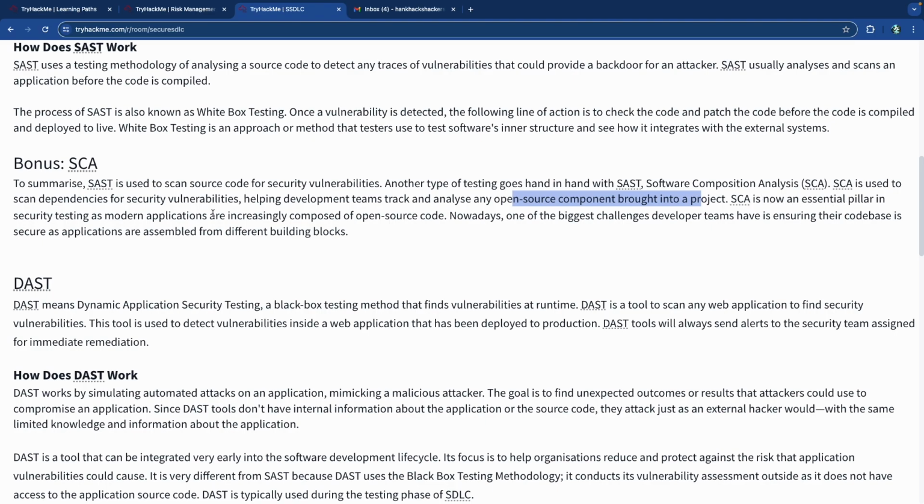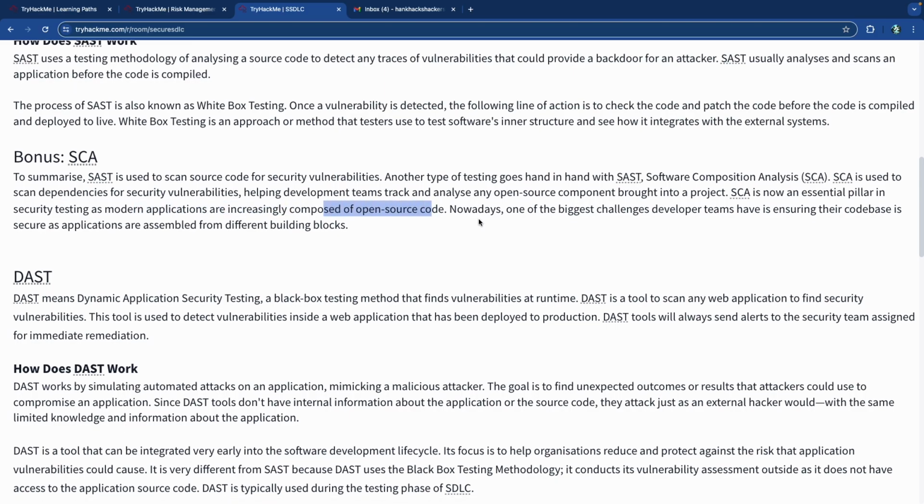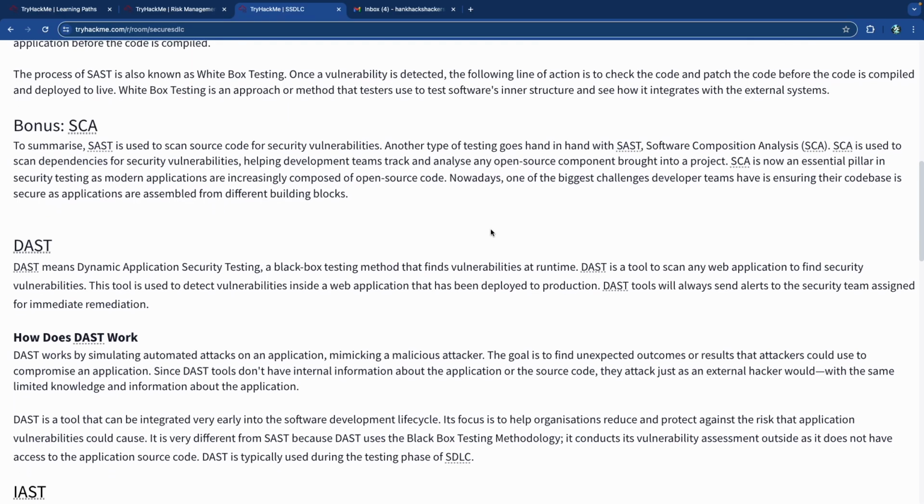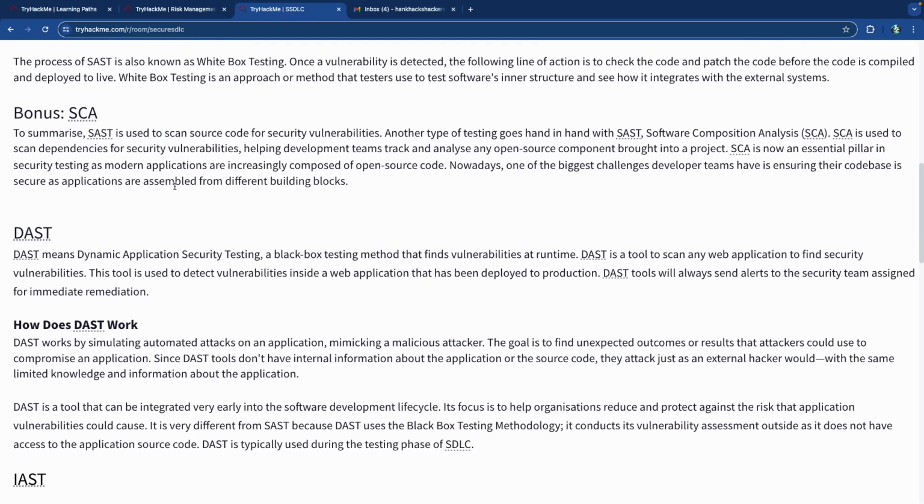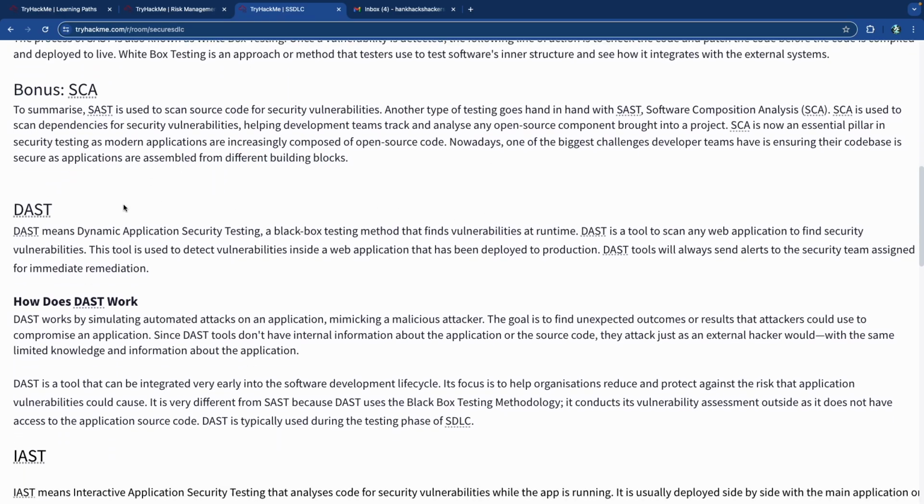And it's now an essential pillar in security testing because modern applications are increasingly composed of open source code and code that you can get from GitHub, for example, right? So nowadays, one of the biggest challenges developer teams have is ensuring that their code base is secure as applications are assembled from different building blocks.